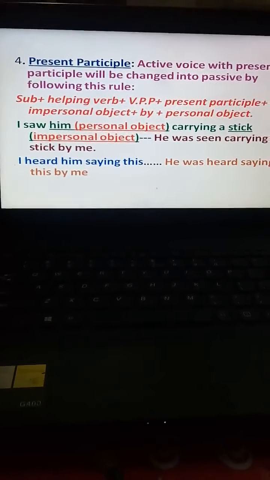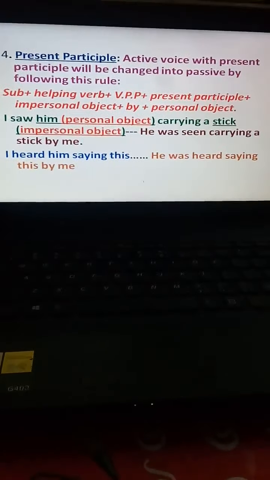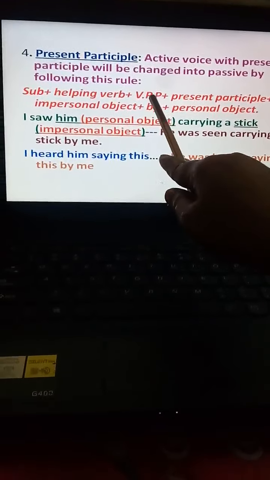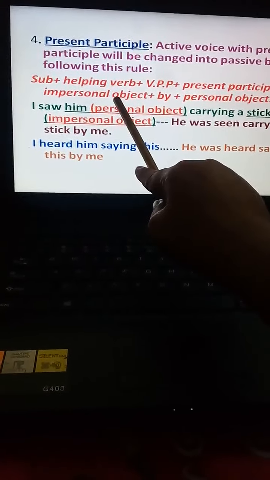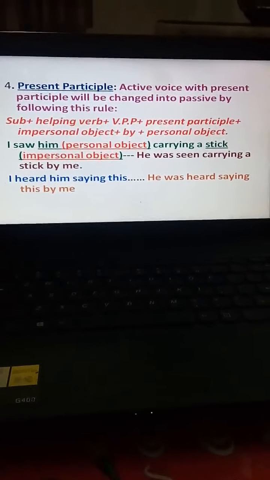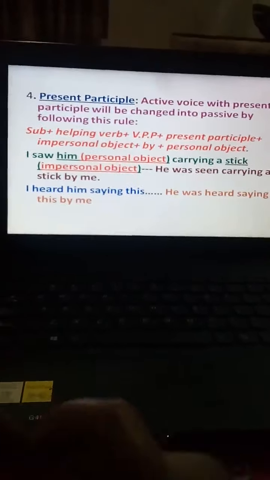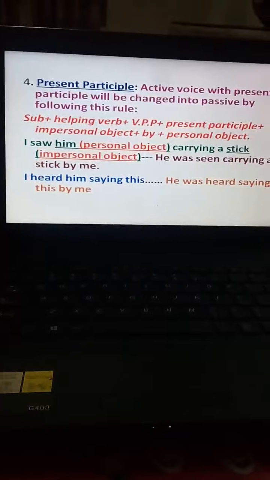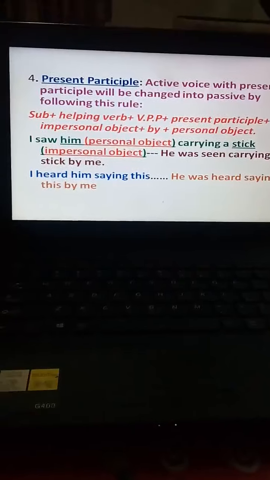Okay, so the next rule is assertive sentences with a present participle. When you find a present participle in an assertive sentence, the structure should be like this: subject, then helping verb, then the past participle form of the main verb, and the present participle is used, and then impersonal object by personal object. So that means this type of sentence has two objects. One is a personal object and another one is an impersonal object. And keep in mind that the personal object, or the direct object, is always used as the subject of the passive voice.